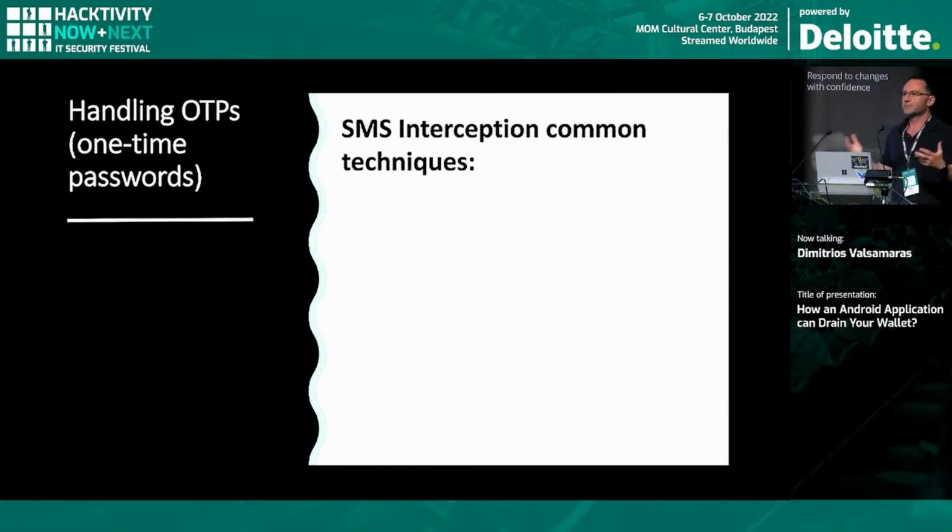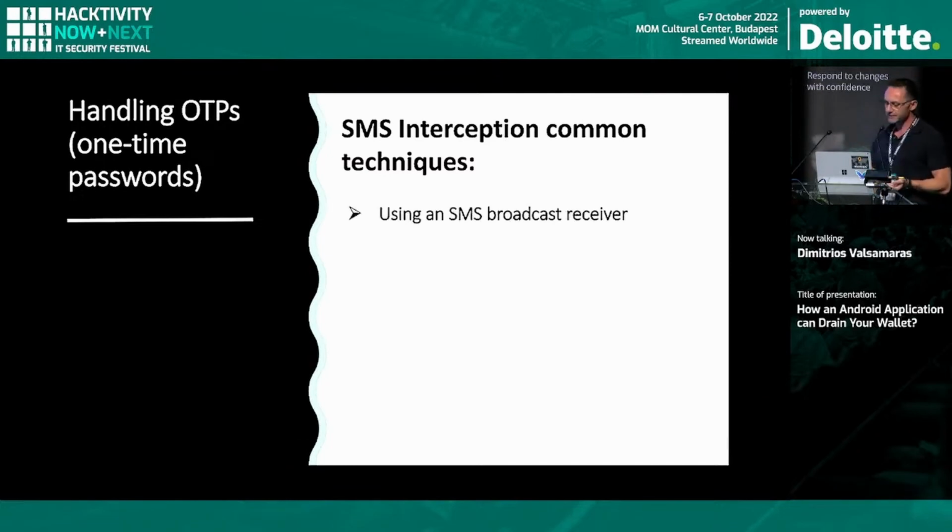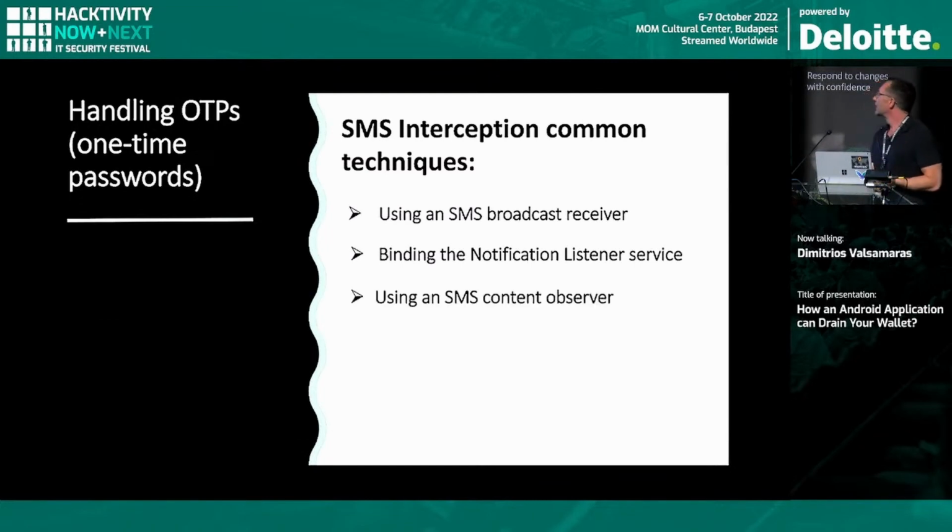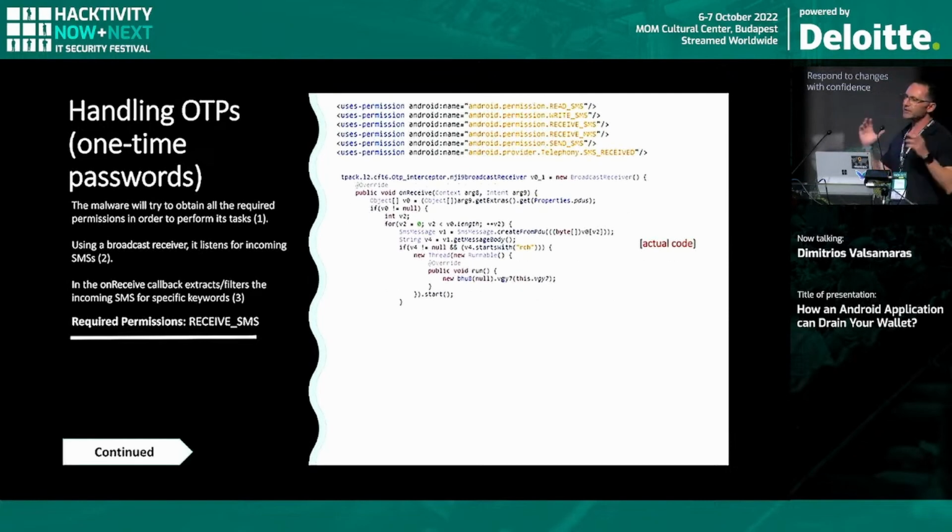So we have seen how it clicks now on the subscription button. What is next? Next, as I said before, the server will send back a PIN, an OTP, and this OTP has to be read by the user and sent back to the server. So how does the malware do that? Either using an SMS broadcast receiver, or binding the notification listener service, or using an SMS content observer. Now, the logic between all these techniques is about the same.